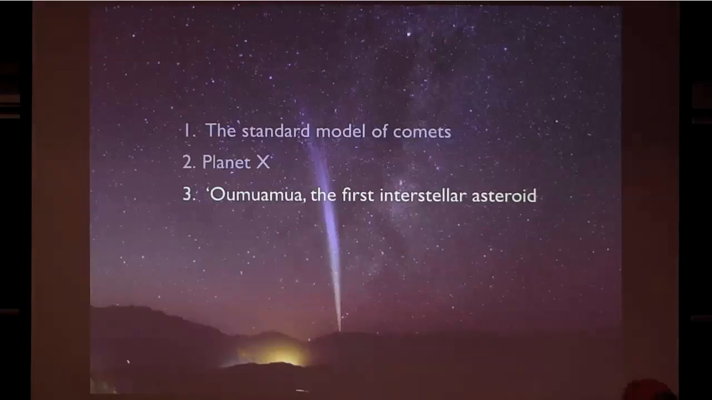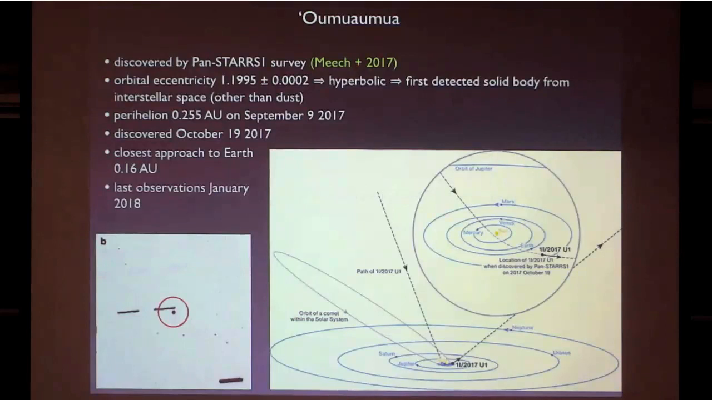Okay, for the last topic, I'm just going to give a brief review of Oumuamua. Oumuamua is a small body that was discovered by the Pan-STARRS survey. It's unique because it has an orbital eccentricity of 1.2. It's clearly hyperbolic at very high significance and is thus the first detected smaller body, the first detected solid body other than dust from interstellar space.